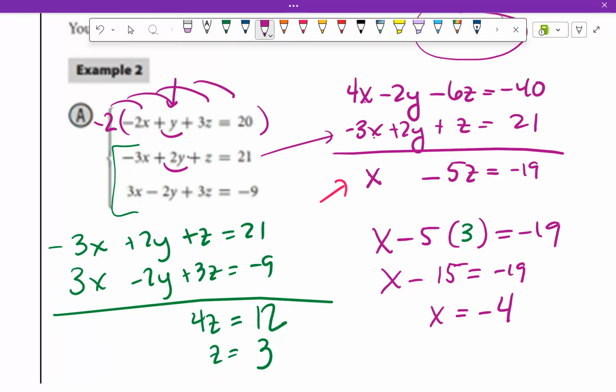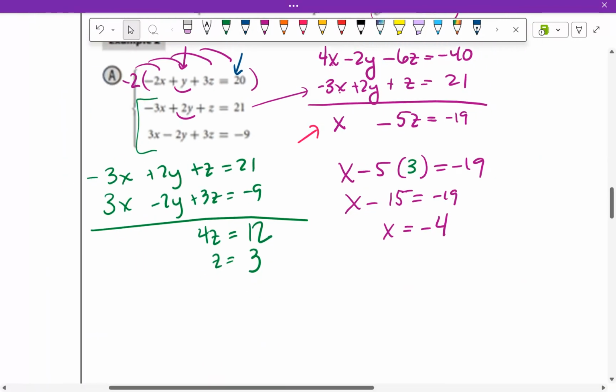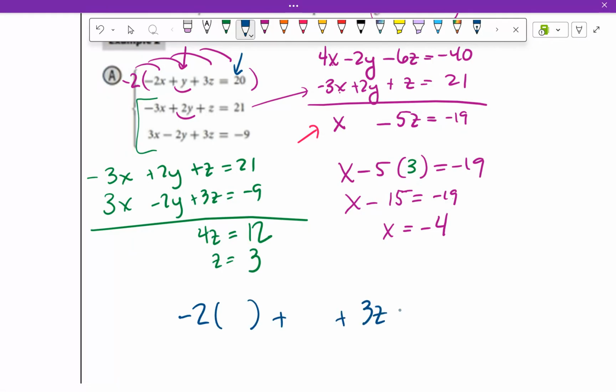Now I need to substitute in. It does not matter which one of these three equations I choose. I'm going to choose the top equation to substitute in. So that gives me -2, and I'm going to leave a spot for my x, and a spot for my y, plus 3z equals 20. So for the x, I'm plugging in a -4. Oops, I was supposed to keep my y, wasn't I? So it should be y, and then for my z, I am plugging in the 3.